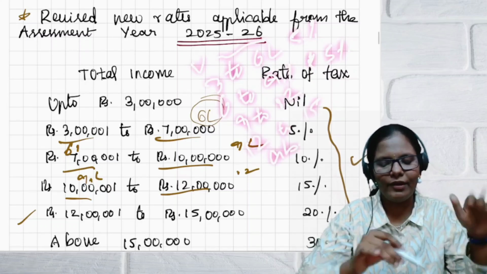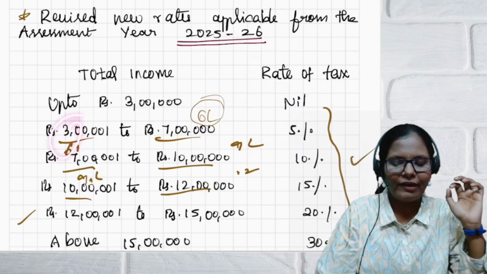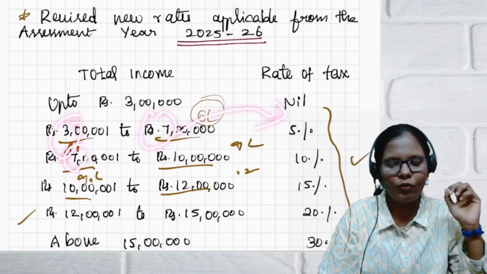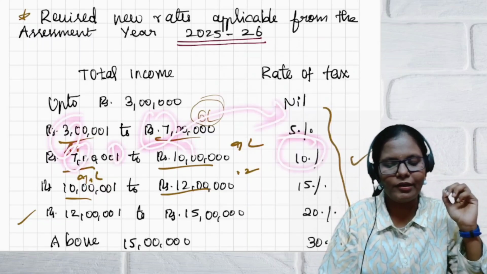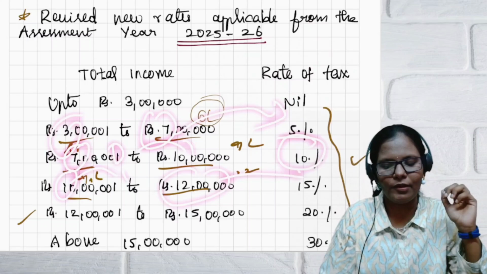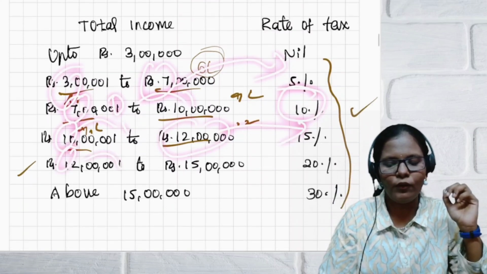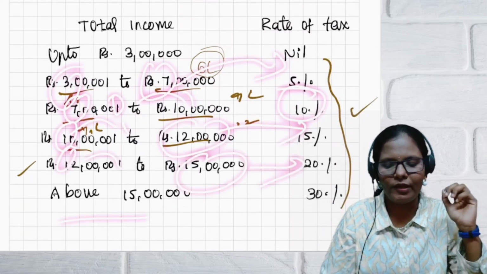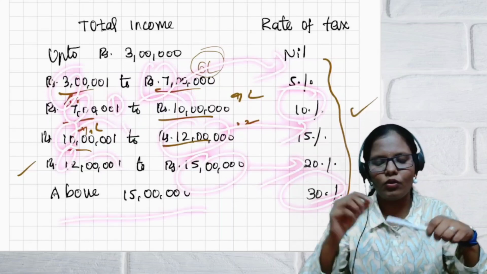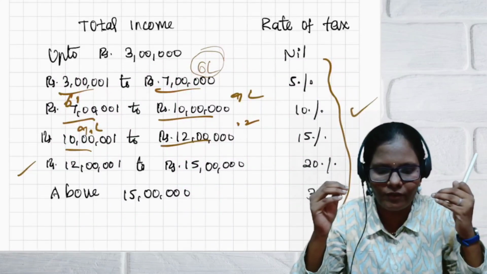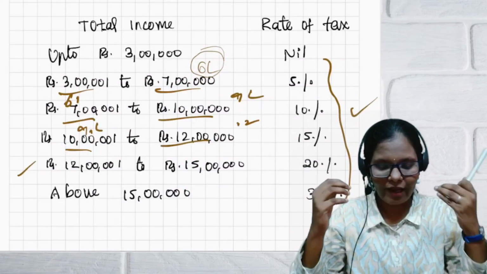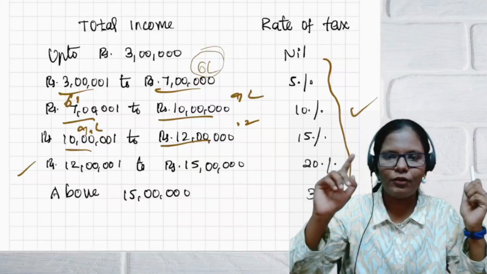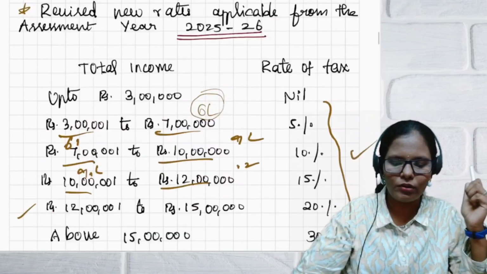This has been revised as 3 to 7 lakh 5%, 7 lakh 1 to 10 lakh 10%, 10 lakh 1 to 12 lakh 15%, 12 lakh 1 to 15 lakh 20%, above 15 lakh 30%. So this was the major change in section 115BAC. The slab rates have been revised for assessment year 25-26. We should note this point.